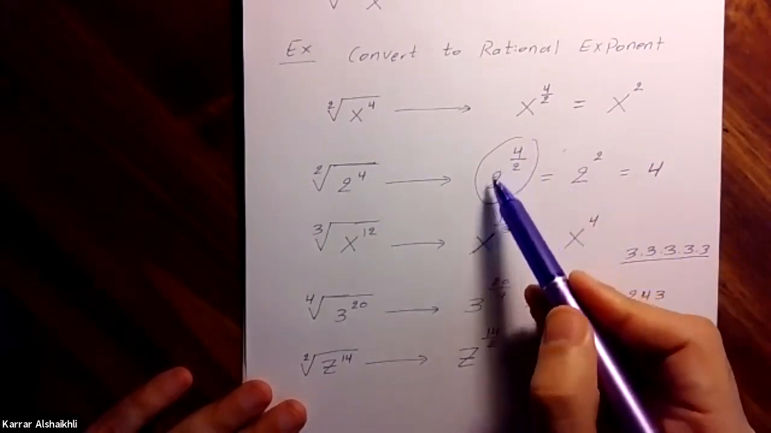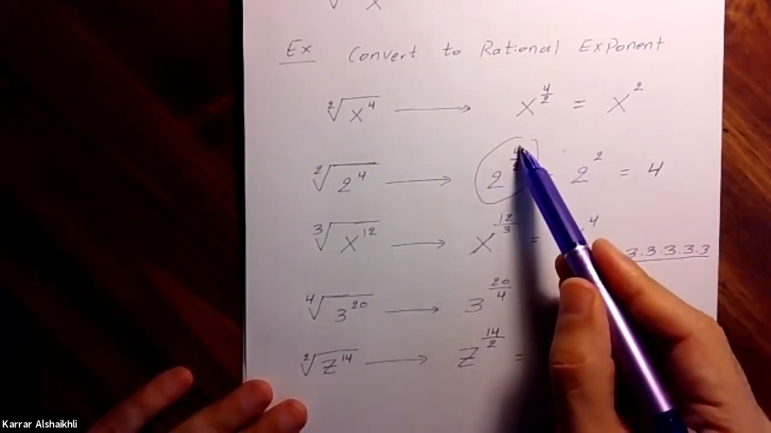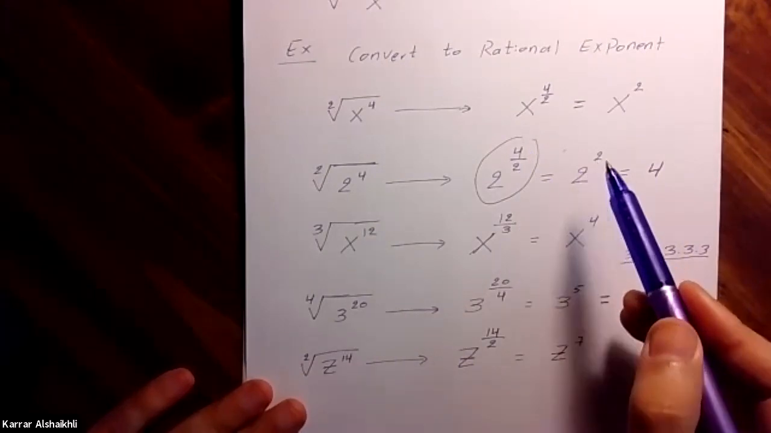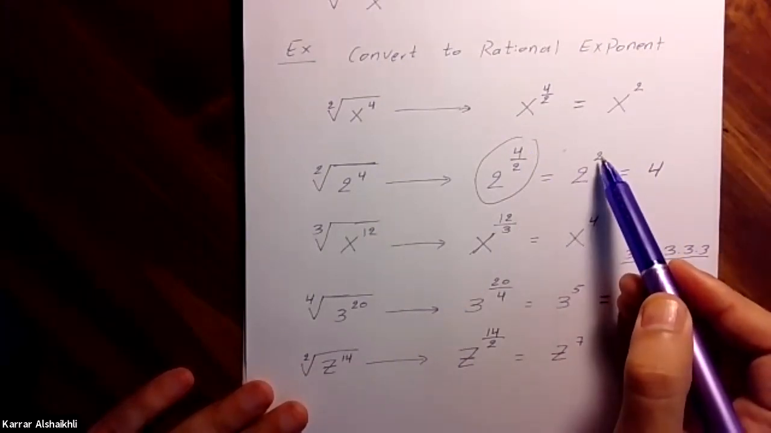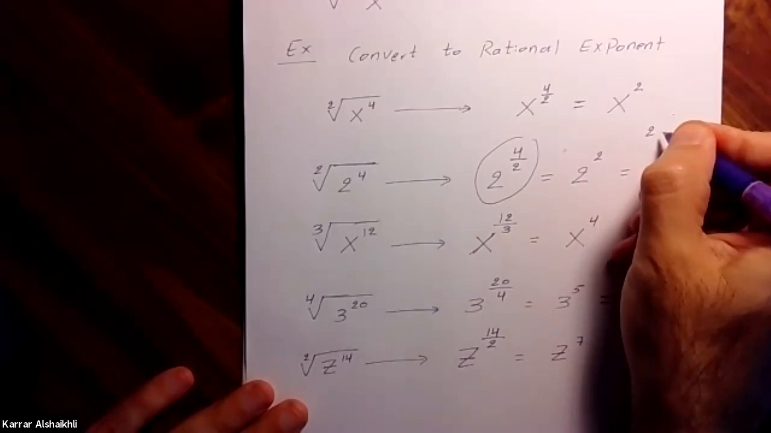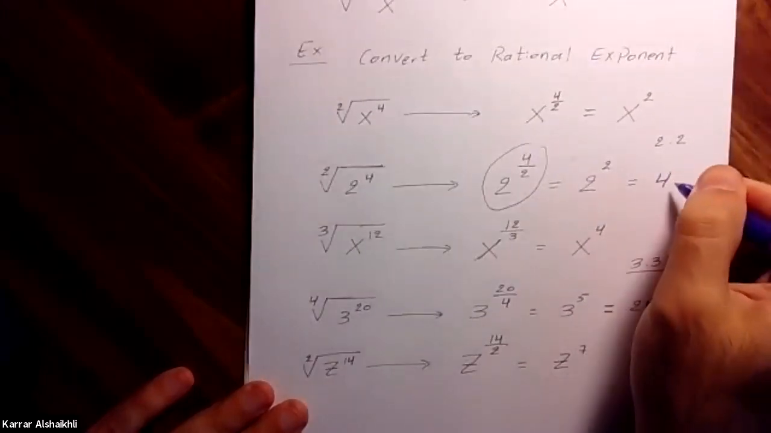2, because you see there are numbers here. I can simplify 4 over 2. It's going to be 2. And I can simplify 2 to the exponent 2. That means 2 times 2 is going to be 4.